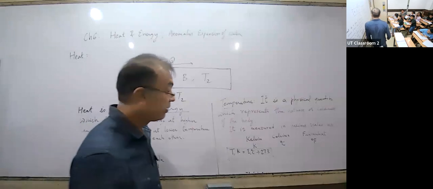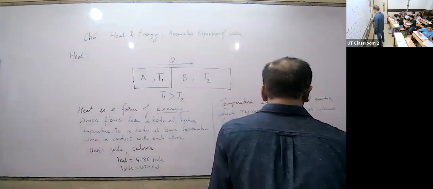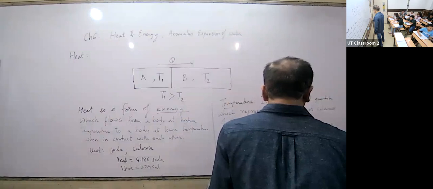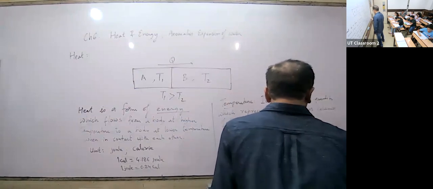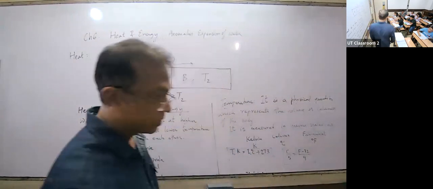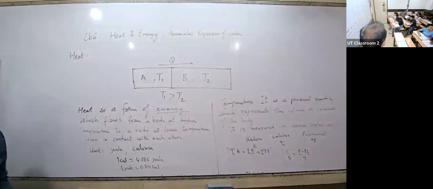Okay. We also have a relation between Celsius and Fahrenheit. So Celsius upon 5 equals Fahrenheit minus 32 divided by 9. Right. So if you know temperature in one scale, you can actually measure it in any other scale.